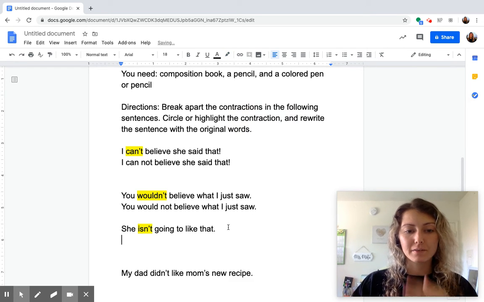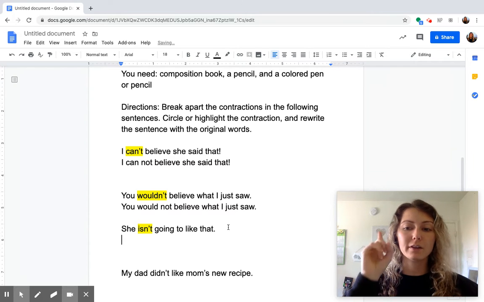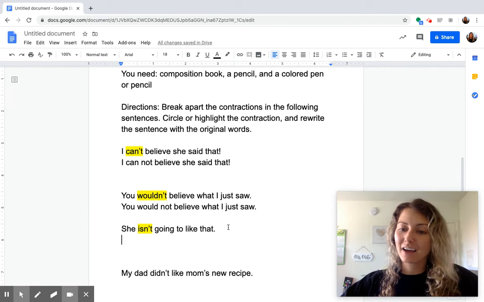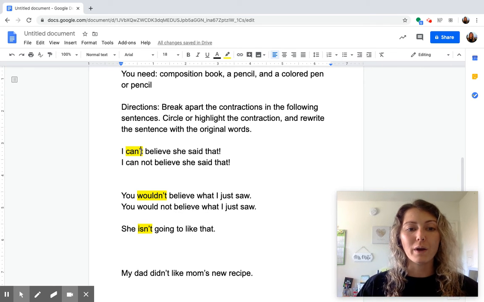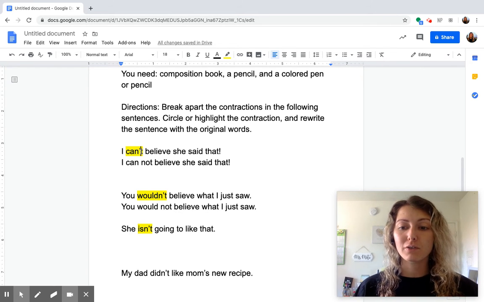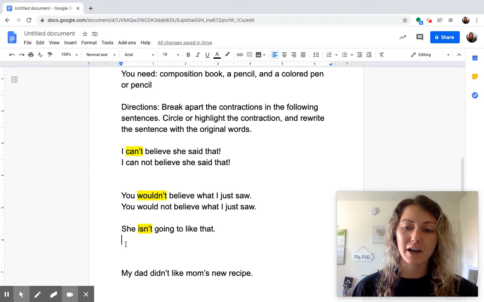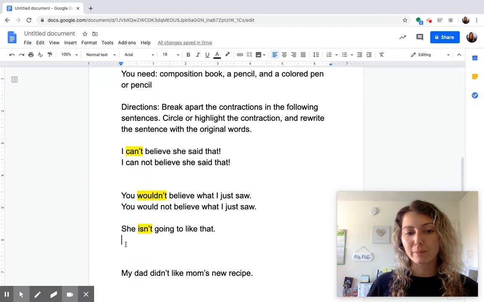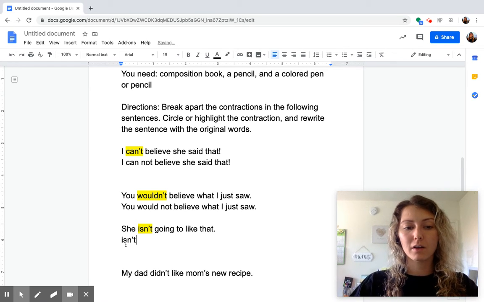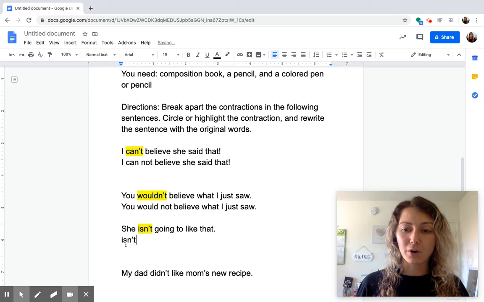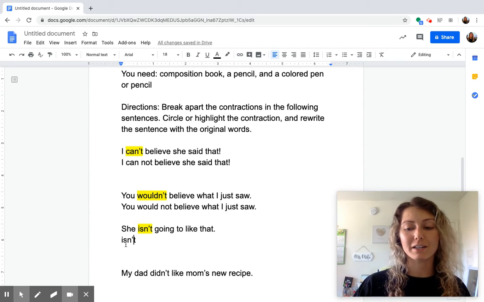Isn't. We could look back up at our cheat sheet, but I think I know this one already because we've done some practice already with the rules of contractions. And I think I can already identify what the words are that are used in the contraction isn't. Try this one on your own, and when you're ready, you can press play on the video to see if you got it correct.